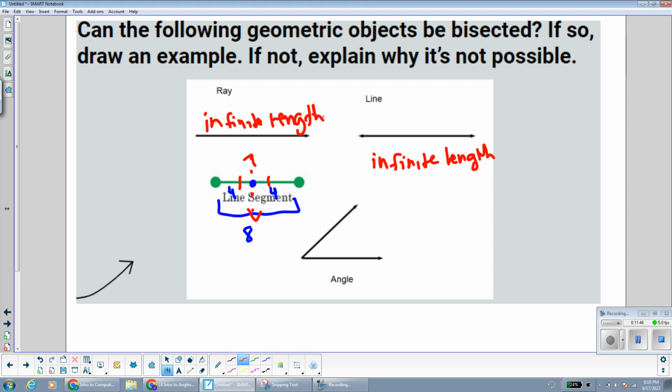We can bisect an angle. That's because an angle, even though it's made of two rays, does have a measurement. For example, this angle might be a 30-degree angle. So we can bisect it by splitting it in half, which would be into two 15-degree angles. Since angles do have measurement, we can bisect an angle.